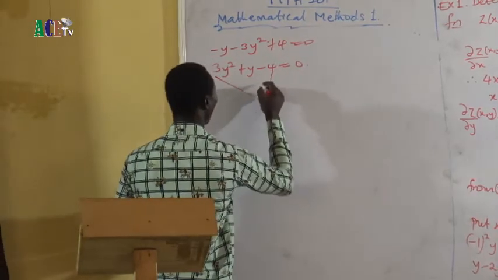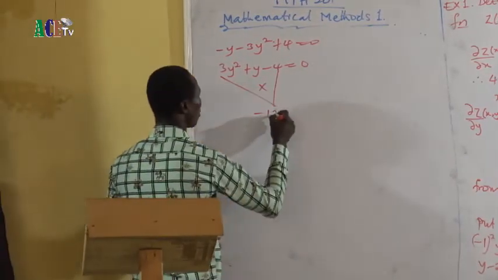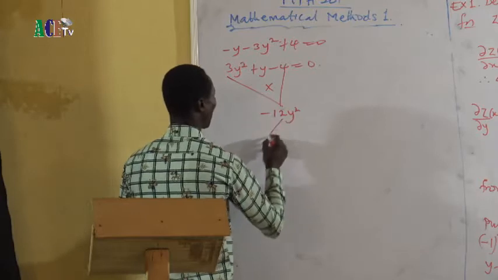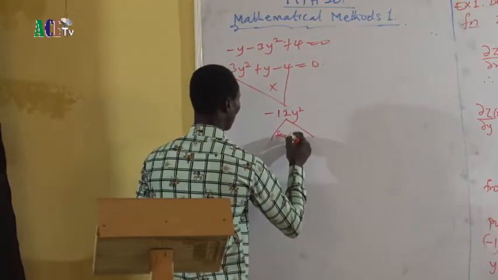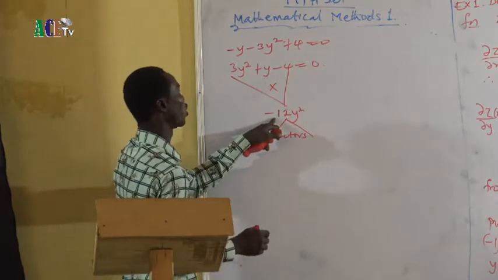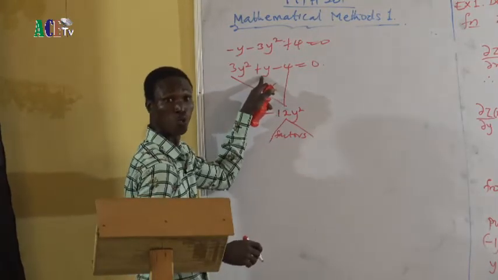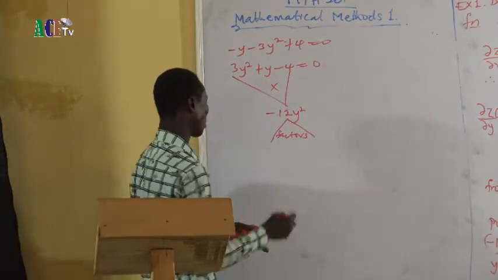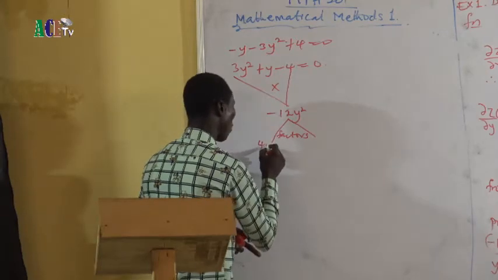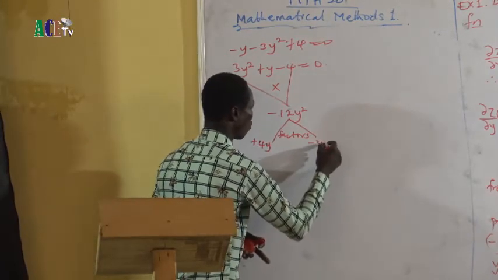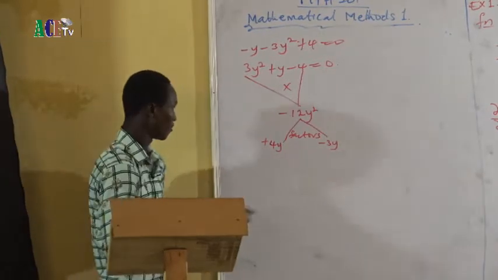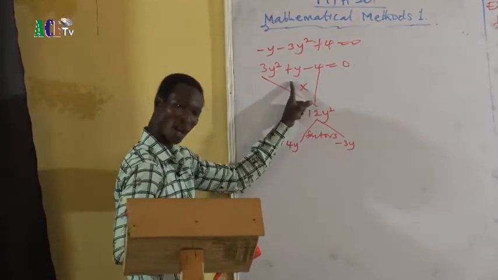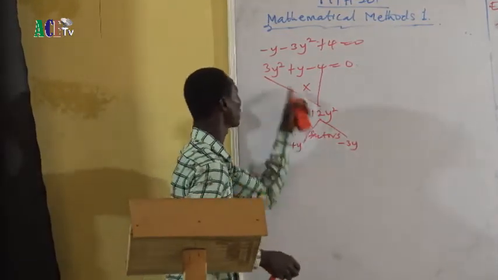Let me help us to do that one. If I multiply, I will get minus 12y squared. That's the first step. The next step is that I will look for two factors. If I multiply, I will get minus 12. If I add, I will get plus 1. But the variables of y will be attached to them. If I get 4y and minus 3y, 4 times minus 3 will give me minus 12, and plus 4 minus 3 will give me 1. I will now put these values inside.